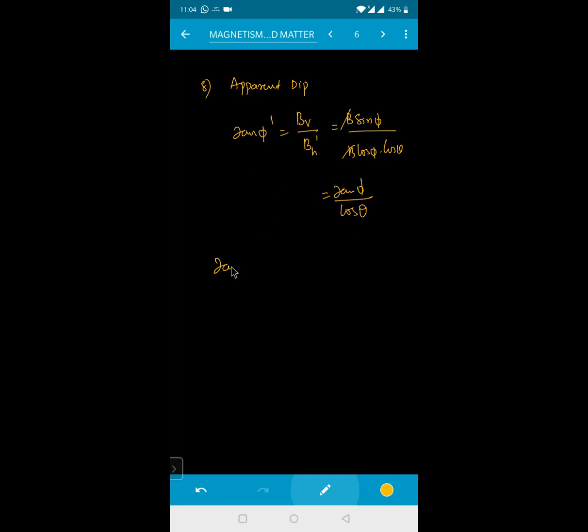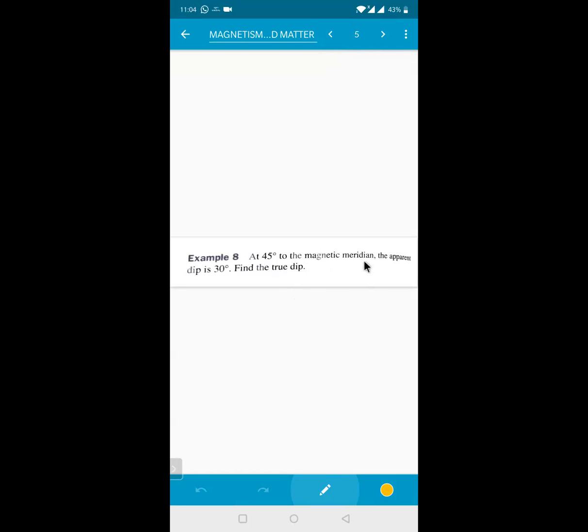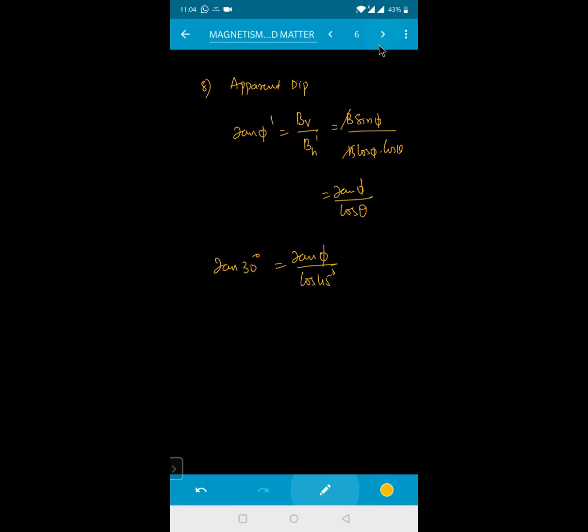So the apparent dip angle is 30 degrees. Tan 30 degrees is equal to tan phi divided by cos theta, where theta is the angle between the plane and the magnetic meridian. That means 45 degrees. Here we wrote alpha, that is cos 45 degrees. Sin 30 is 1 by root 3, and that will be equal to tan phi by cos 45, which is 1 by root 2. So how much will tan phi be?